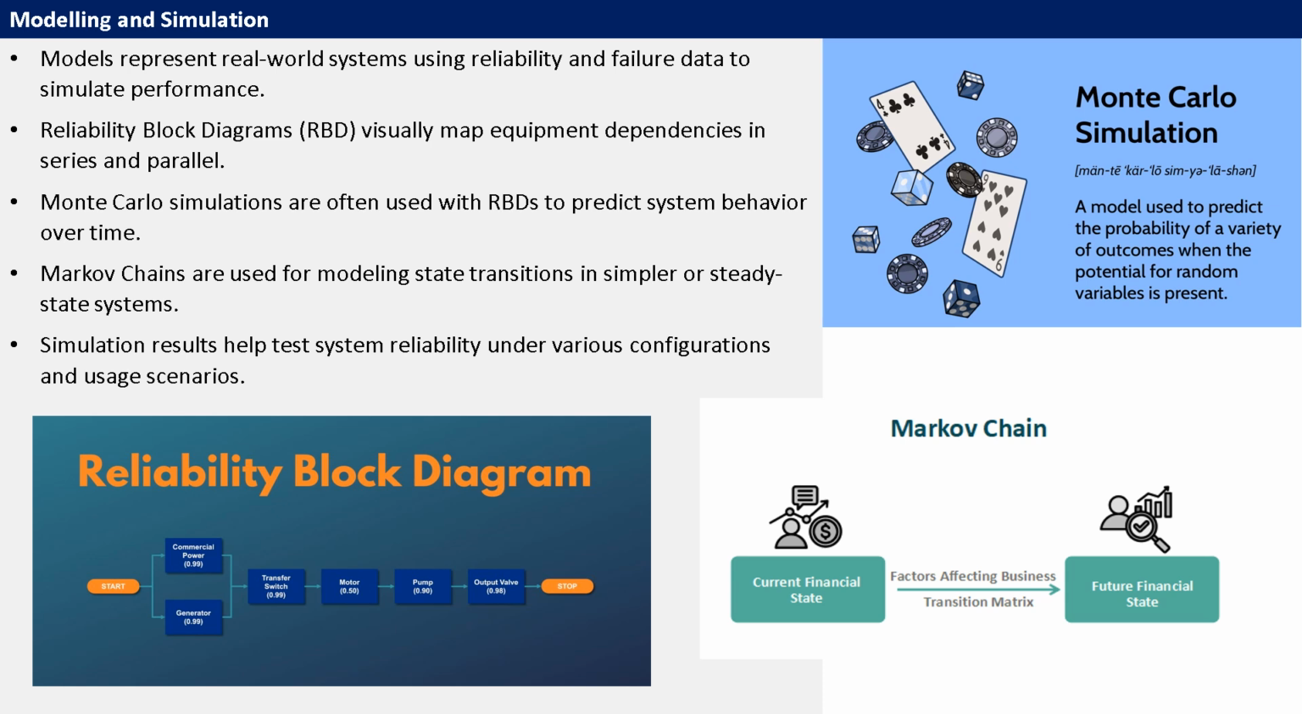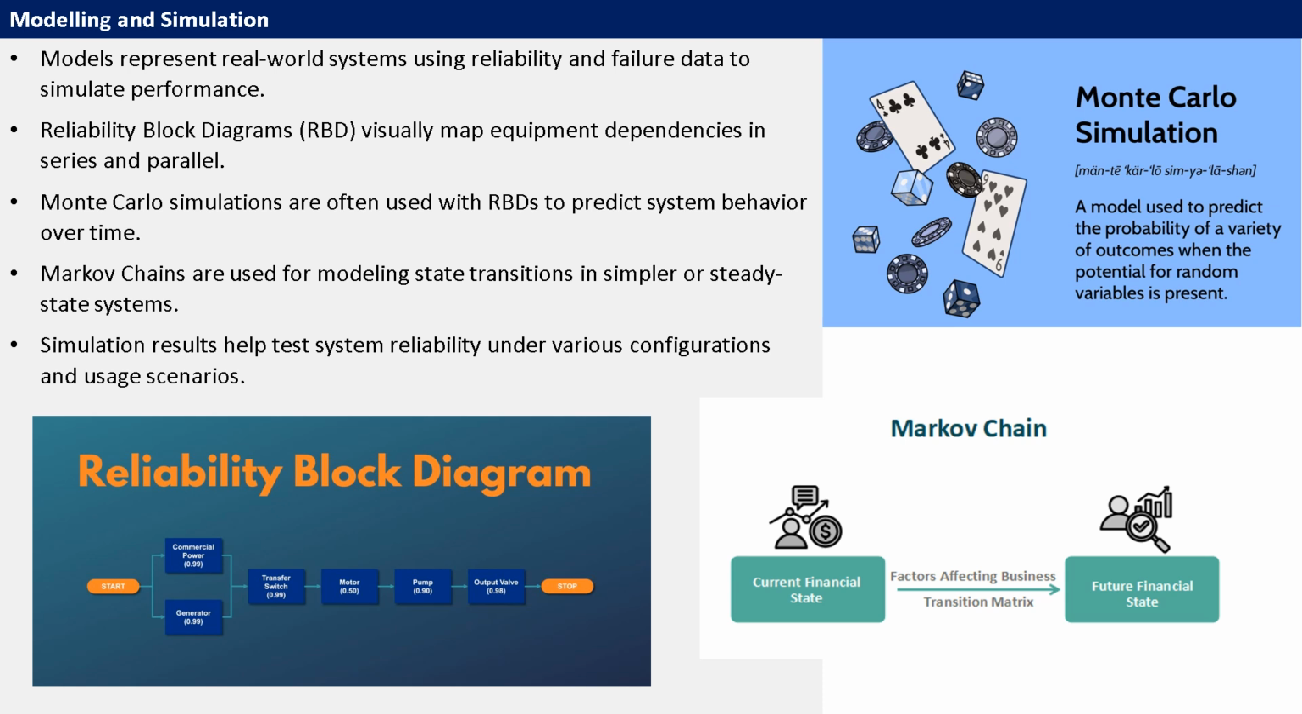Reliability block diagrams, RBDs, are one of the most common tools used in RAM modeling. They visually map how components are connected, whether in series, where the failure of one item brings down the system, or in parallel, where redundancy allows the system to continue operating even if one component fails. RBDs help clarify how individual assets contribute to overall system reliability.